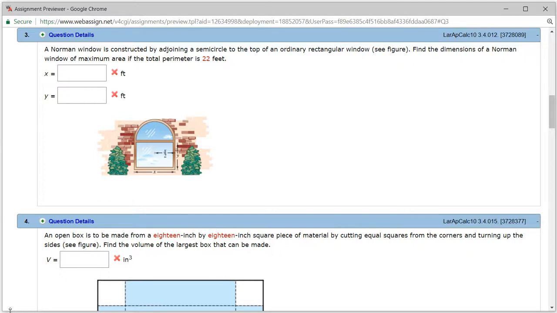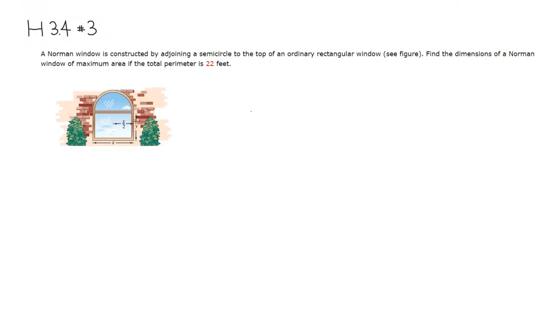Alright, let's look at homework 3.4, problem number 3. So let's do this Norman window problem. The perimeter is limited to 22 feet. So we have x, that's the base, plus the sides, which are 2y.